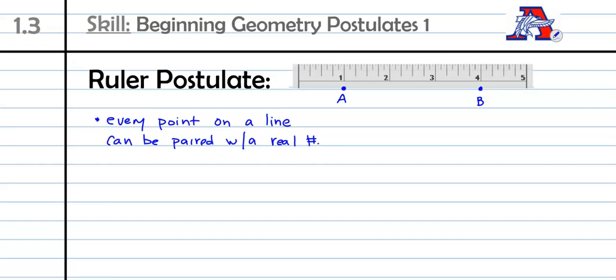Now it could go anywhere. It could be 3 1/8 and 3 1/4 or 5 7/9. You know, it doesn't have to be on a whole number, but every point can be placed on a real number. Now, with that said, we could find the distance between those 2 points, or we could find the length of that line segment that we just created.